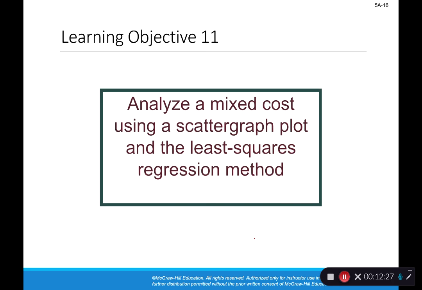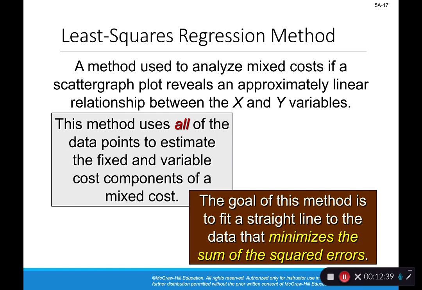The better method of doing this would be to use Excel and use the sum of least squares regression. Good news, we're not going to have you do that. Bad news, you're at least going to need to know what it's all about. So using the least squares regression method puts the data points in and then statistically determines what the best fitting line is, basically minimizing the distance between each data point and that line. It's a far better method because it uses all the data points to estimate the fixed and variable cost components as opposed to just 2 data points that the high-low method uses.